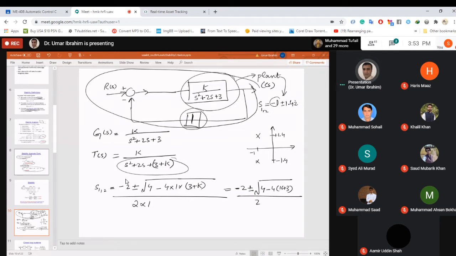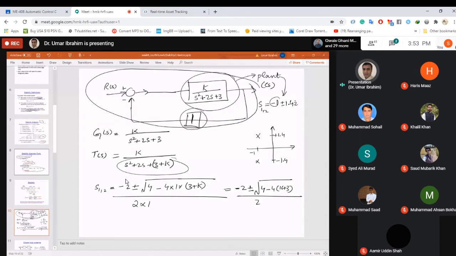So can we find the numerical value of the root without knowing the numerical value of K? क्या हम मालूम कर सकते हैं? No, sir. नहीं कर सकते. Okay, that is one thing you have to keep in your mind.